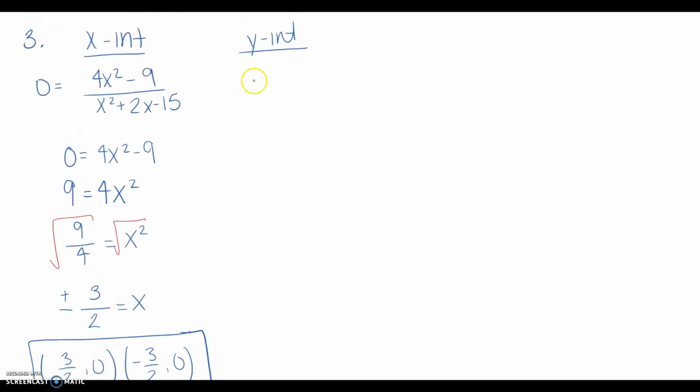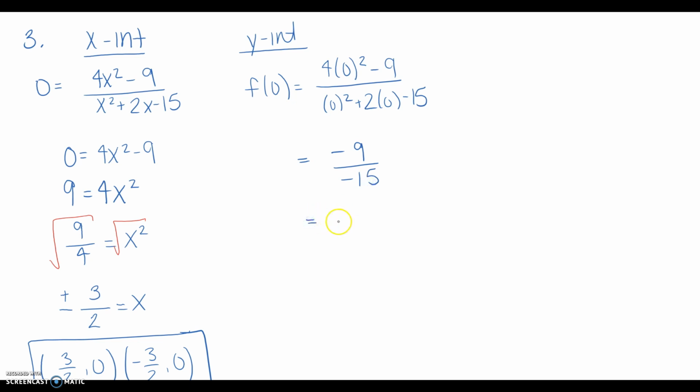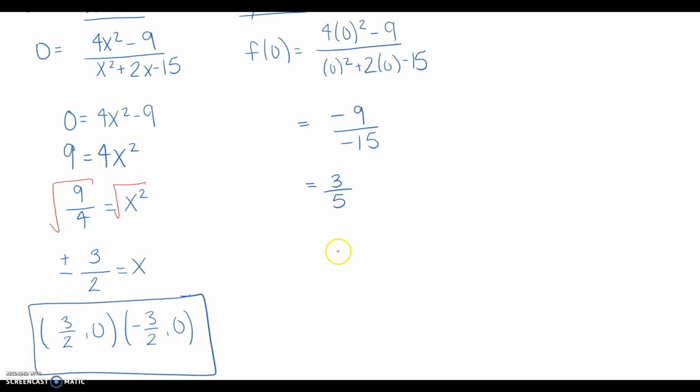Now for our y-intercept, I'm going to do f of 0. So I substitute 0 into the original equation. We have 4 times 0 squared minus 9 all over 0 squared plus 2 times 0 minus 15. So that gives us negative 9 over negative 15, which reduces to 3/5. Negative divided by negative is a positive, and 9 over 15 are both divisible by 3. So that means my y-intercept is (0, 3/5).